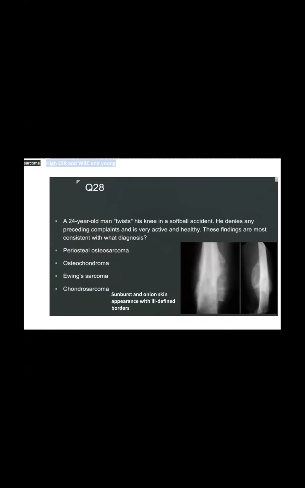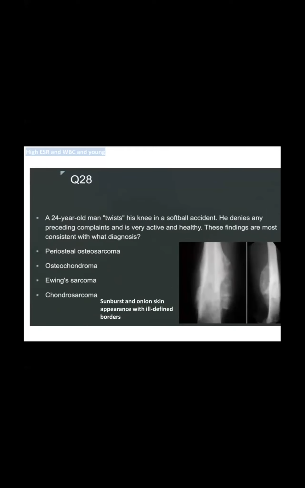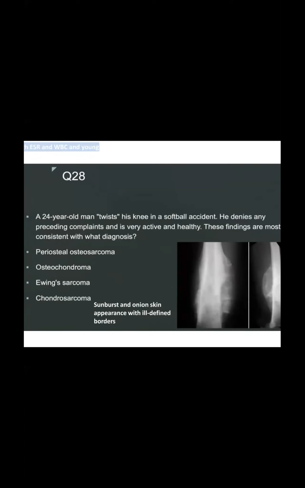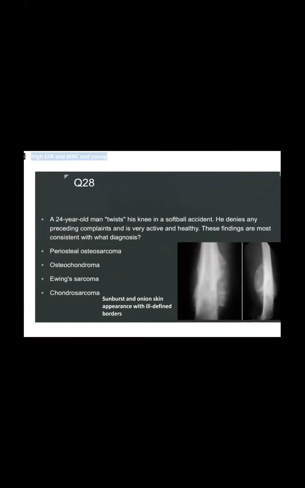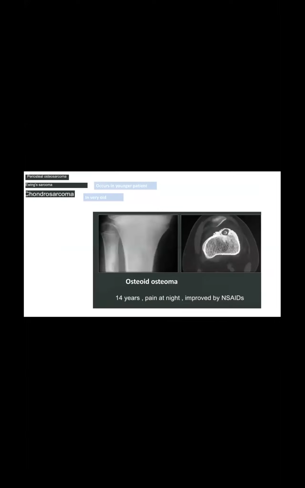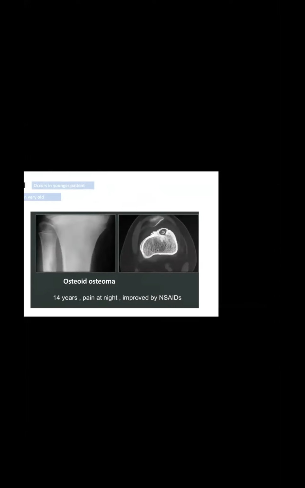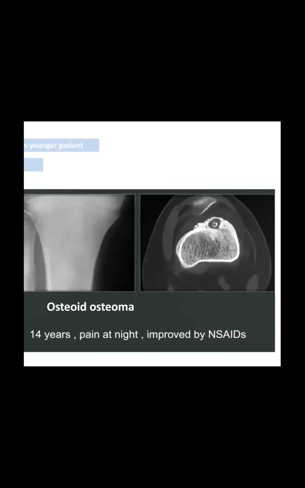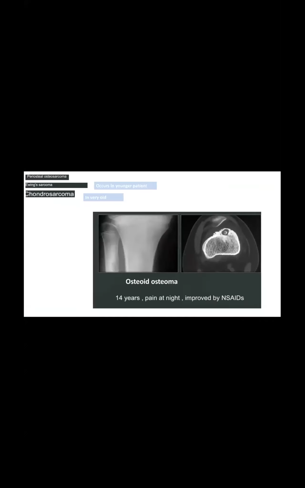Why? Because the patient is 24 years old and twisted his knee. There is a sunburst appearance. The sunburst picture is only for periosteal osteosarcoma. Thank you, doctor. So there is osteoma, and there is a difference. This is the sunburst appearance, so see osteoma, and there is periosteal osteosarcoma.